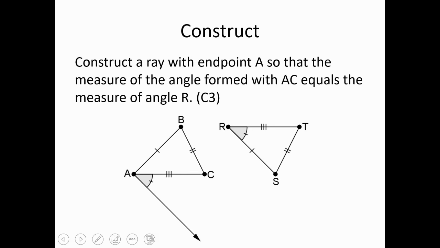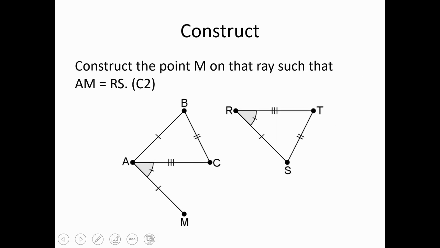So the second stage of the construction is this. Let us mark a point M on that ray so that the segment that results, AM, is equal in length to RS. And I'm sure you believe that this can be done. Of course, we could mark off a portion of that infinite ray with endpoint A so that the portion marked off, that is the segment, is equal in length to RS. And that's point M that does this.